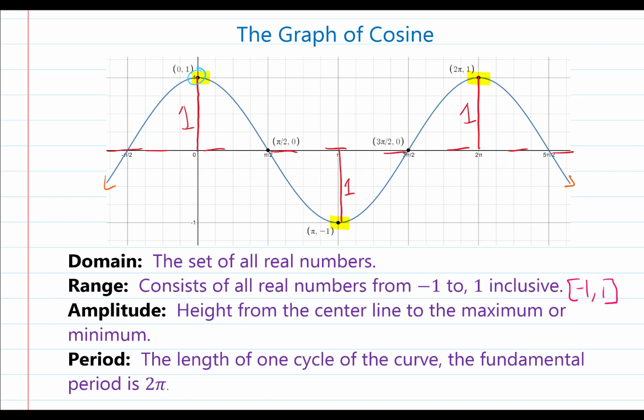We are then going to decrease to the x-intercept pi over 2 comma 0, continuing to decrease to the minimum, which is at pi comma -1, then increasing up to the next x-intercept, which is at 3 pi over 2 comma 0, and then finally increasing to the next maximum, which is at 2 pi comma 1.